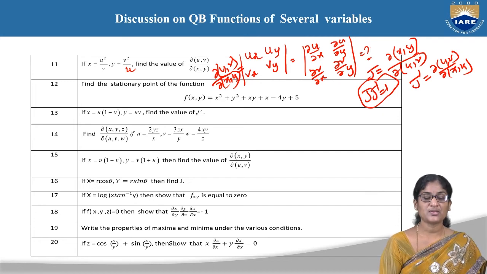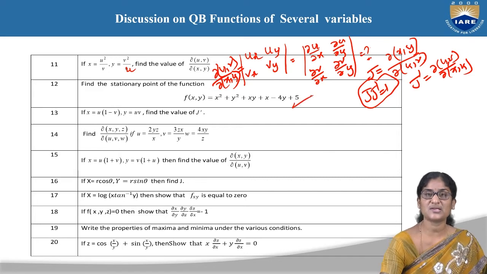Now going to the 12th question. What are the stationary points of the function x square plus y square plus xy plus x minus 4y plus 5 is equal to 0? How to find out the stationary points?